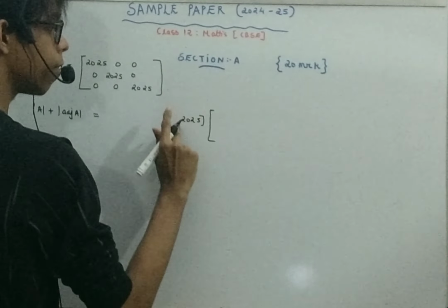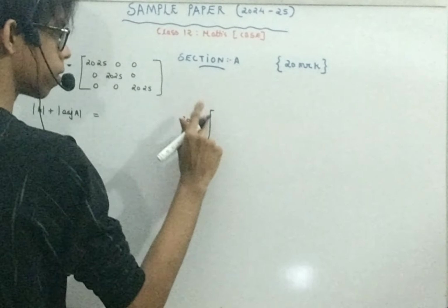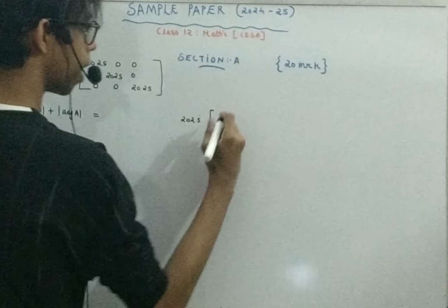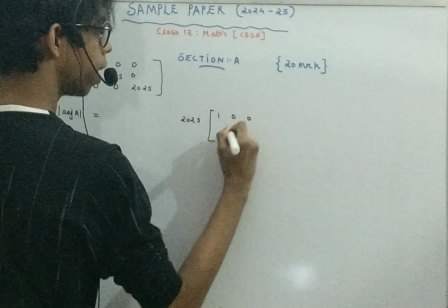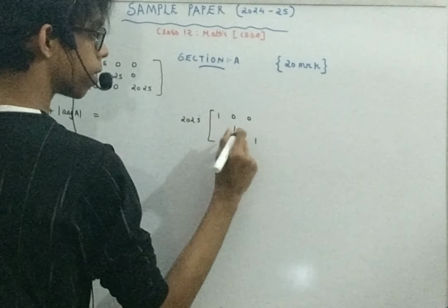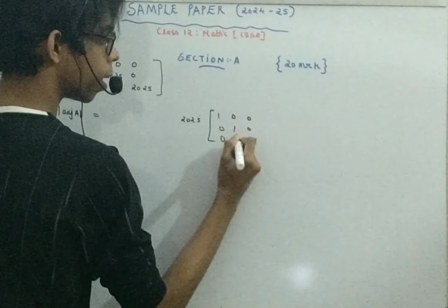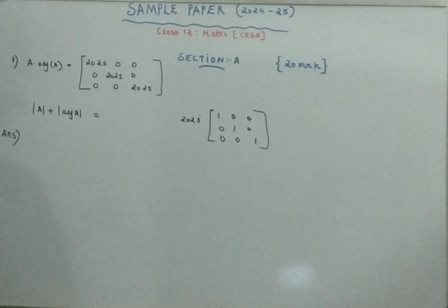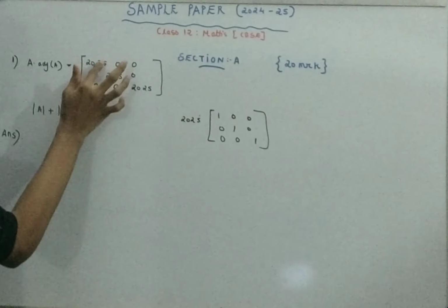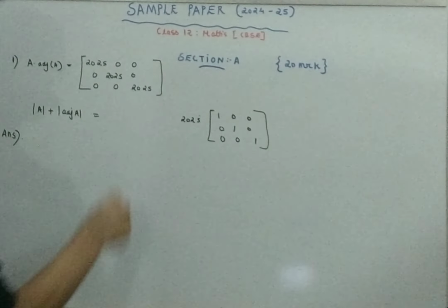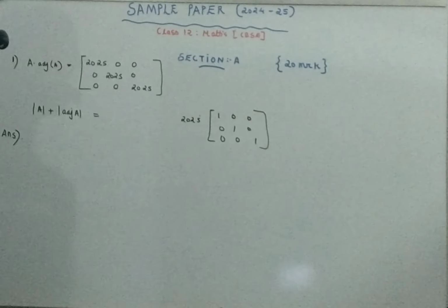where 2025 is a scalar, isn't it? 2025 is a scalar and we are multiplying it with the identity matrix. In the identity matrix, the diagonal will be equal to 1. So we have just taken 2025 outside the matrix because we know 2025 is a scalar.